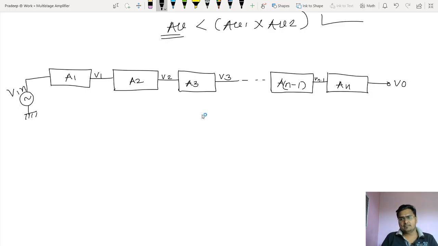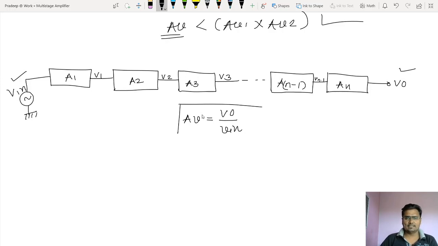Now for this complete multi-stage amplifier, what is the gain? The total gain of this amplifier, I will write AV or AVT, whatever, equals the final output voltage divided by the input voltage Vin, this total input voltage. This is the actual gain. If I want to write the gain for a multi-stage amplifier or n stage amplifier, I'll write that equation only: AV equals VO by Vin. Now let me write the individual gain of each stage. I'll write A1.